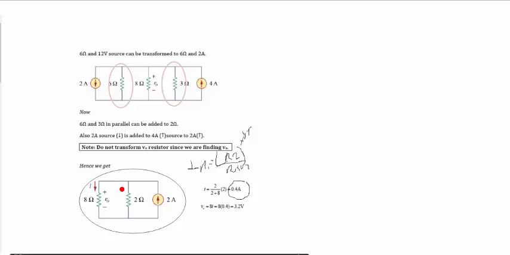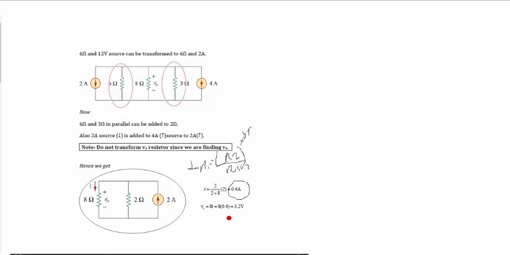So this is basically what source transformation is all about. It's just the basic understanding that you have learned in basic class on how to add parallel and series resistors, how to find total resistance, and then just switching it from one form to the other.